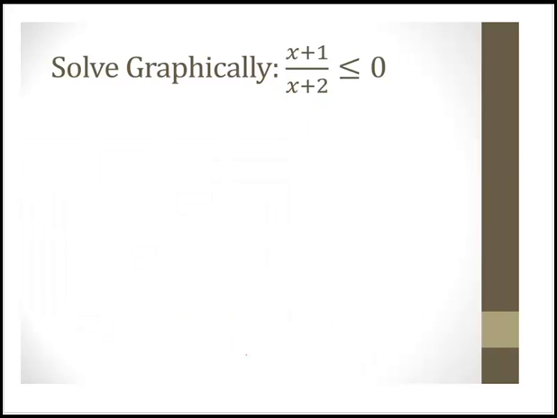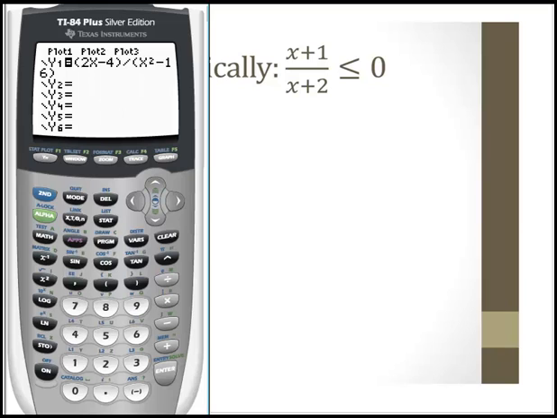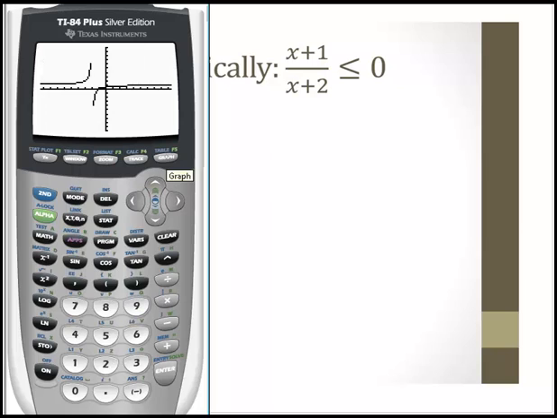Let's see another example. Solve graphically. x plus 1 over x plus 2 is less than or equal to 0. Let me bring up my calculator, and I'll clear out the old stuff. And we have x plus 1 over x plus 2. Notice again how I'm using parentheses. And let me graph that on my window.